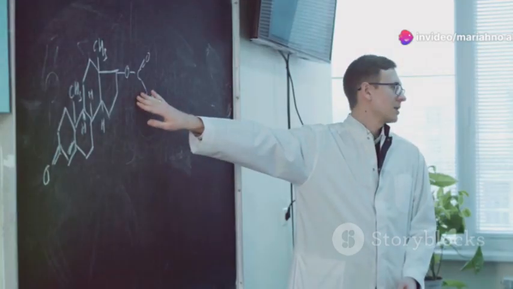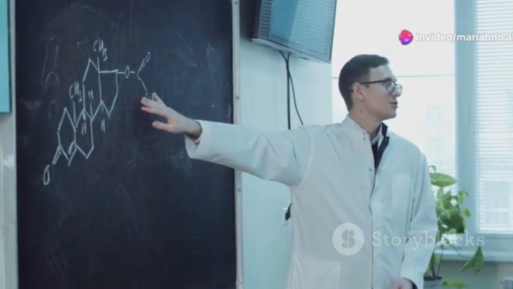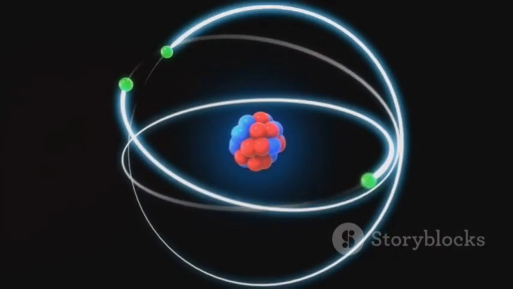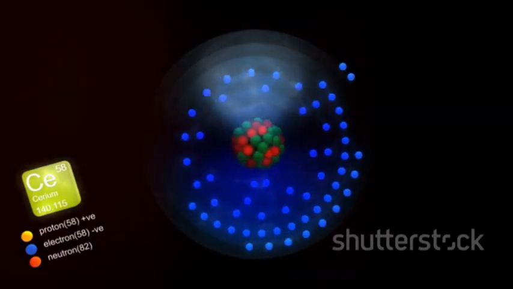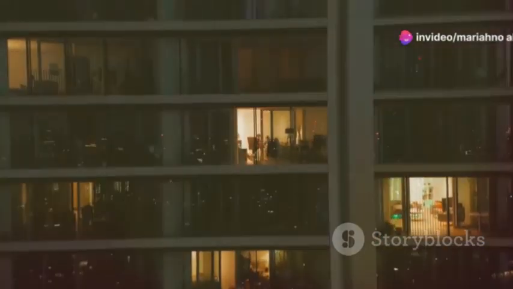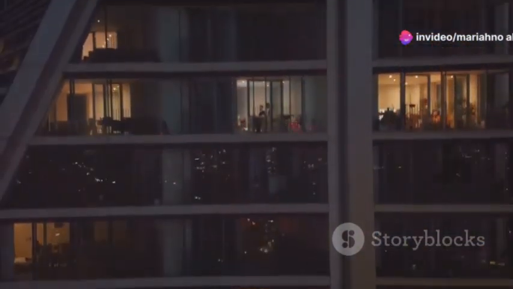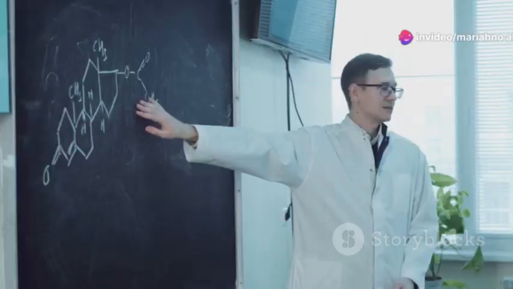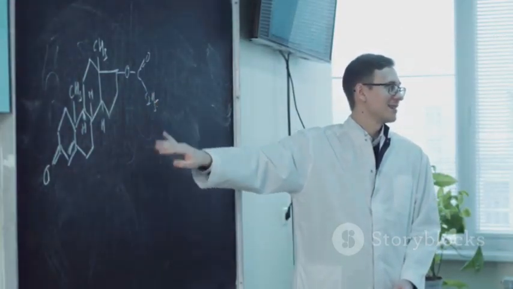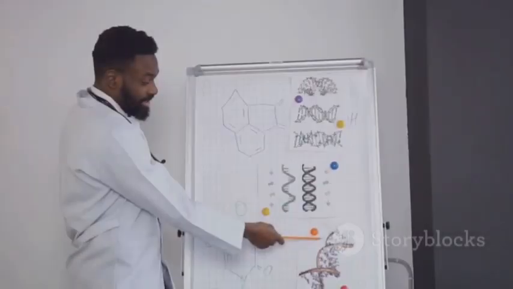Each subshell has a specific shape and can accommodate a limited number of electrons. The S subshell is spherical, the P subshell is dumbbell-shaped, and the D and F subshells have more complex shapes. Think of shells as floors in a building, and subshells as different types of apartments on each floor. The arrangement of electrons within these shells and subshells determines the atom's stability and reactivity.